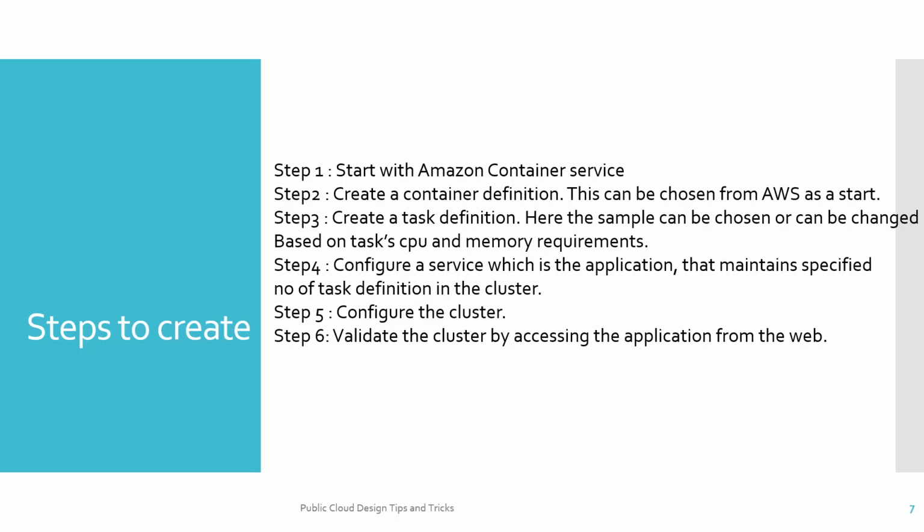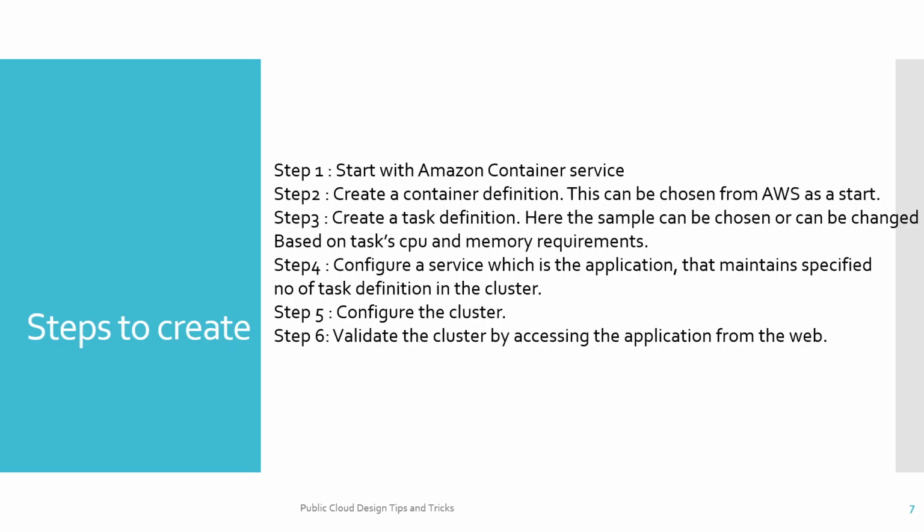Then in step 3, you create a task definition, where you just provide the task parameters that we have already discussed. Once that is done, in step 4, you configure a service. Configuring a service is about how the service will look, whether it needs an application load balancer, whether it needs to reside in a network. All those things you can configure in step 4. And in step 5, you configure the cluster. It means how many tasks are going to be created within the container. Those kinds of parameters you can handle in step 5.